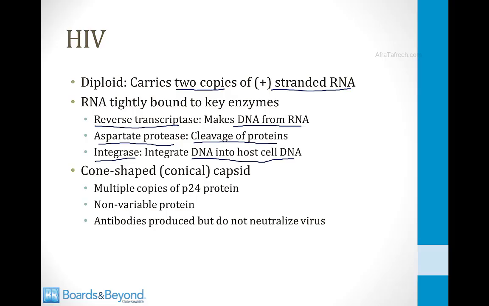These enzymes are very important because when we talk about drugs to treat HIV, there are reverse transcriptase inhibitors and protease inhibitors and integrase inhibitors, and they block these three enzymes right here.